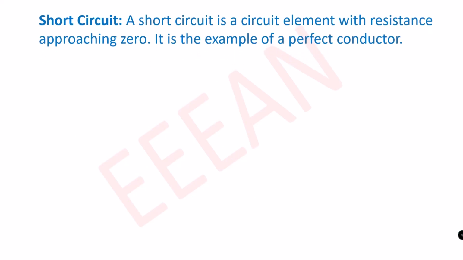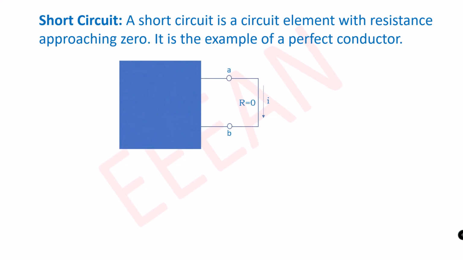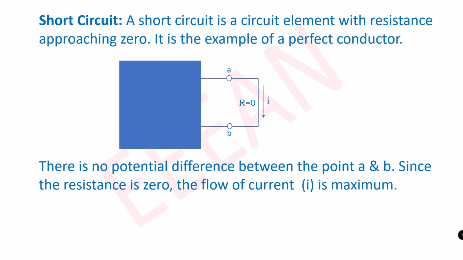Now we are talking about short circuit. A short circuit is a circuit element with resistance approaching zero, and it is the example of a perfect conductor. In this circuit, there is no potential difference between points A and B. Since the resistance is zero, the flow of current I is maximum because there is no voltage drop here, and since there is no resistance to current, maximum current can flow through this path.